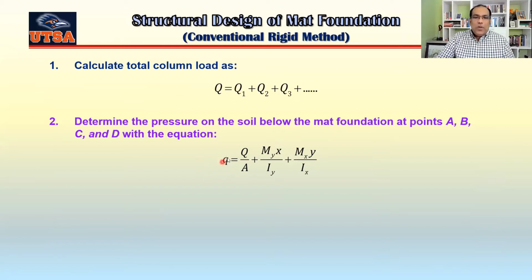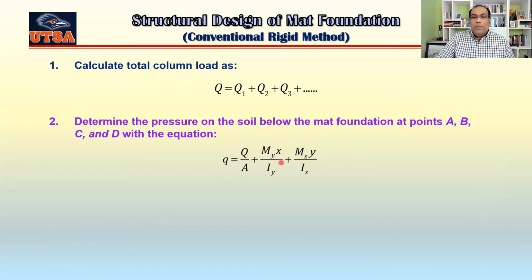So this is the soil pressure, the soil reaction or pressure from the foundation at any location, which is basically Q by A. That's the average pressure. And you already know this is the flexural formula, right? Your normal stress is basically Q by A plus or minus MC over I.